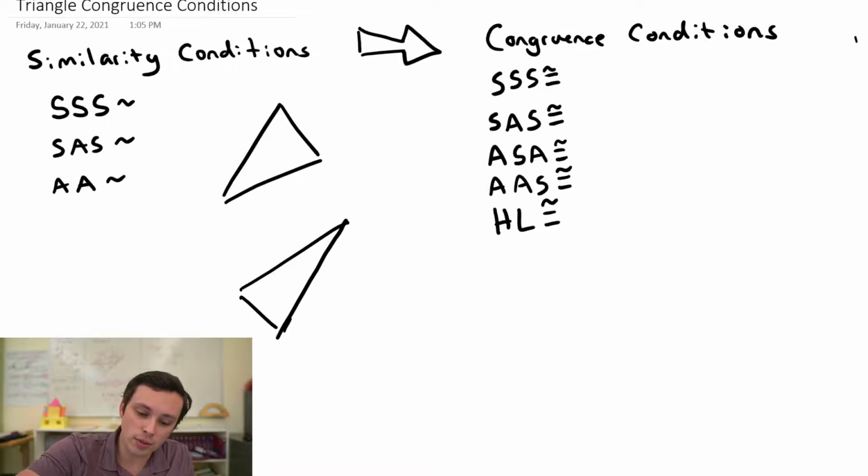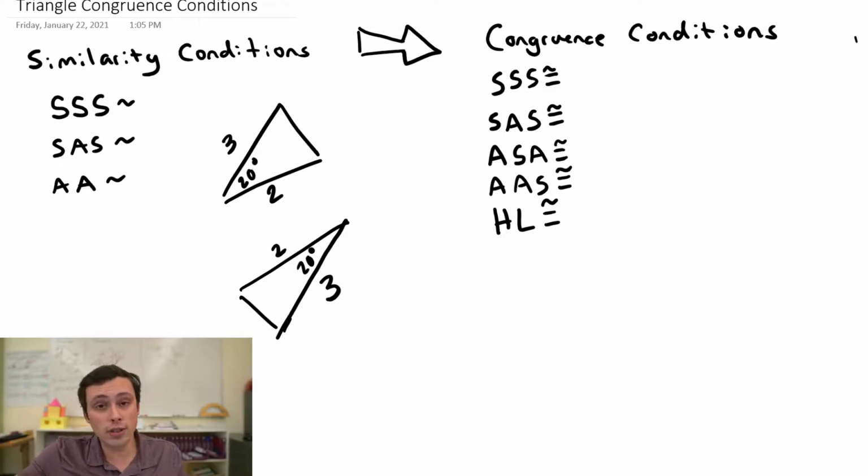So what if we were told that we had a 20-degree angle in this triangle, a 20-degree angle in this triangle? We knew that this was a 3, this was a 2, this was a 2, this was a 3. Question, are these triangles congruent? And if so, which congruence condition do they pass? Well, let's just take a look. What kind of information do we have? What is the structure here?